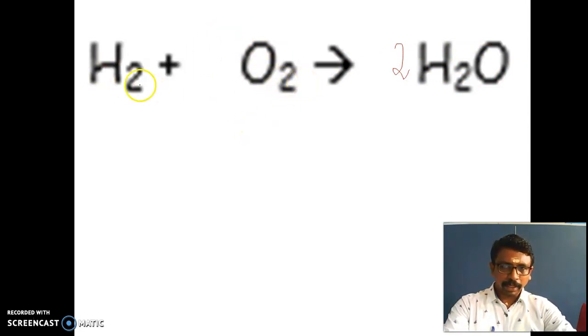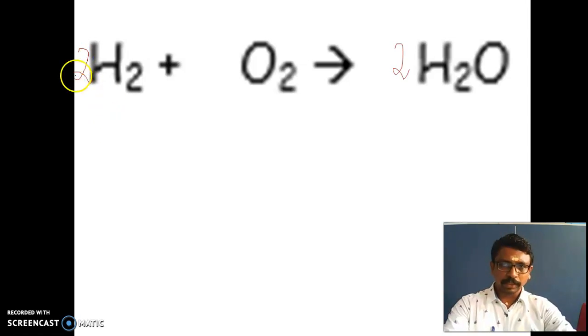But you can see the hydrogen gas H2. In the reactant, how many atoms are present? 2. In the product, how many atoms are present here? 4, because it contains 2 molecules of water, H2O. So 2 H2, we have to multiply, 2 into 2 it will be 4. But here it contains only 2. So we have to put 2 in front of the hydrogen molecule.